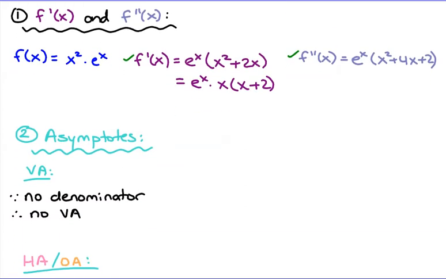So looking first of all at the vertical asymptotes, I don't see a denominator under there, so we're not going to have any. However, I'm not super familiar with x squared and e to the power of x multiplied together. They may have like a horizontal or an oblique asymptote.